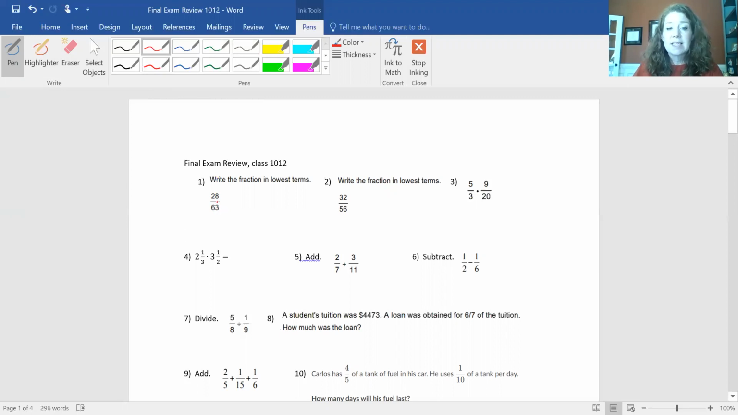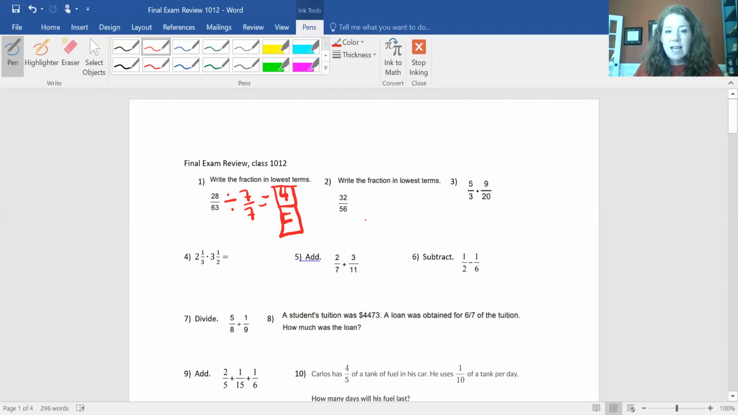That means 28 is not. But I do know that I can divide both of them by 7. So I'm going to divide both numbers by 7. So 28 divided by 7 is 4, and 63 divided by 7 is 9. 4 and 9 do not have common factors, and so that's my final answer, 4 over 9.